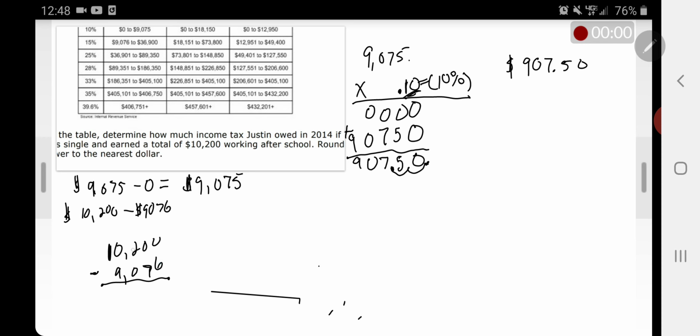So 0 minus 6, I need to borrow. Get a 10, borrow from that 10, right here. So 10 minus 6 is 4. 9 minus 7 is 2. 1 minus 0 is 1. 0 minus 9, so I need to borrow. And 10 minus 9 is 1. So $1,124 will be charged at that 15% rate.